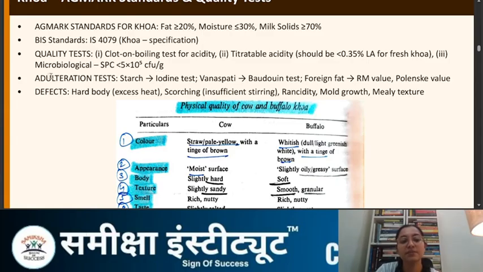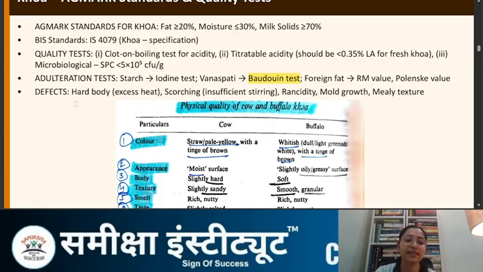Then adulteration can be detected. How will we test for starch? Again the same, iodine test. Then for vanaspati, the Baudouin test. This test is also used for ghee. You have to remember the name of this test, even in the case of ghee. It will be similar only. Then foreign fat, Reichert-Meissl value, Polenske value, all these we'll be studying in the case of ghee as well. Since ghee also has milk fat, and here also the milk fat is being concentrated, the values will be similar only.